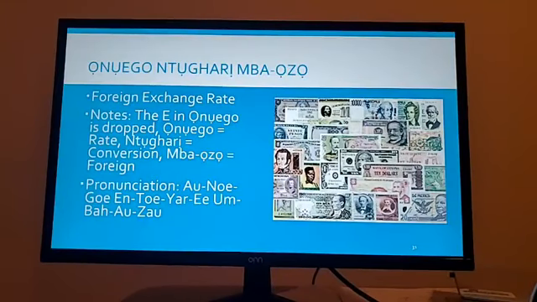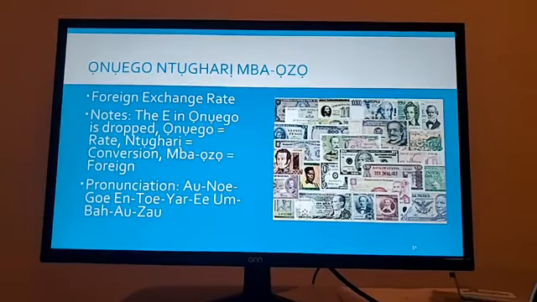Okay, foreign exchange rate. It's a little more involved because you're describing a concept in Igbo. Just like it takes three words in English, in Igbo it just takes three words again. It looks a little bit longer and more intimidating, but once you get used to it, it's not that big of a deal. So to say foreign exchange rate, you would say Onogo Intoyari Umba-Aza.